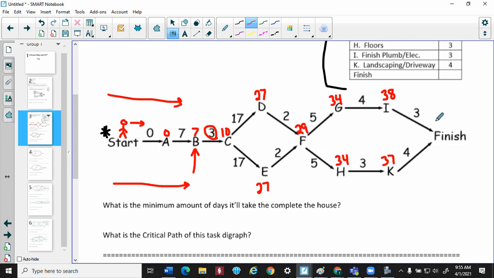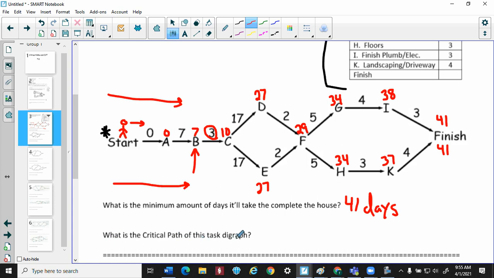I can get to the finish line at 41. K can get to the finish line at 41. So these two just happen to work. So this is the weird one where it just happens to work, where they both finish on day 41. So what is the minimum amount of days it will take to complete the house? 41 days. I don't know why I'm writing with my mouse, but I am. So 41 days.